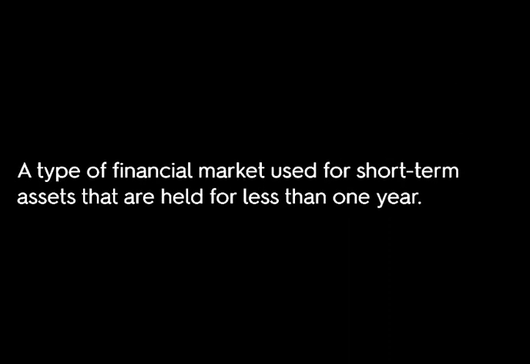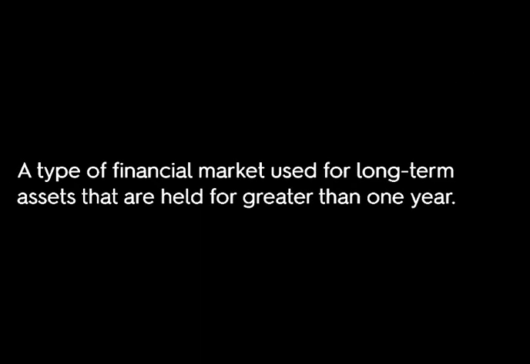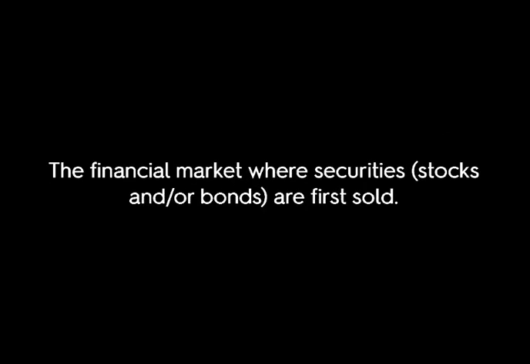Money market. A type of financial market used for short-term assets that are held for less than 1 year. Capital market. A type of financial market used for long-term assets that are held for greater than 1 year. Primary market. The financial market where securities are first sold.